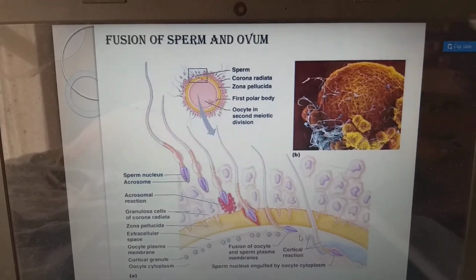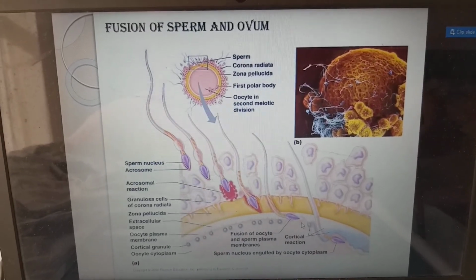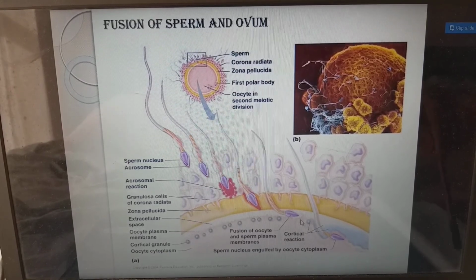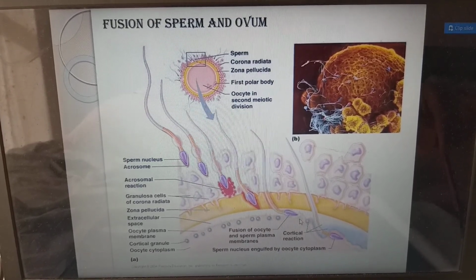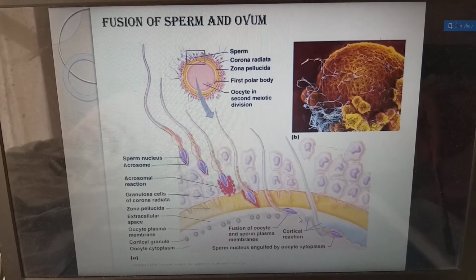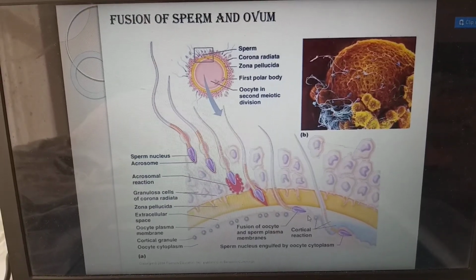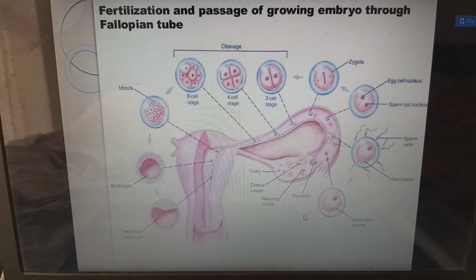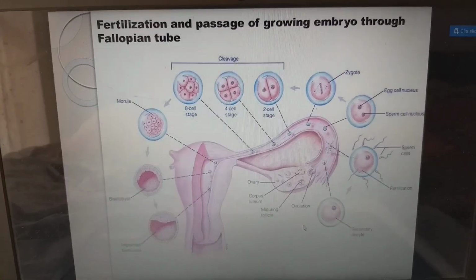After entering the cytoplasm, it will stimulate the ovum, the secondary oocyte, to undergo the second meiosis phase, and it will form the oocyte plus the second polar body. So this is fertilization and passage of the growing embryo through the fallopian tube. This is the whole process.